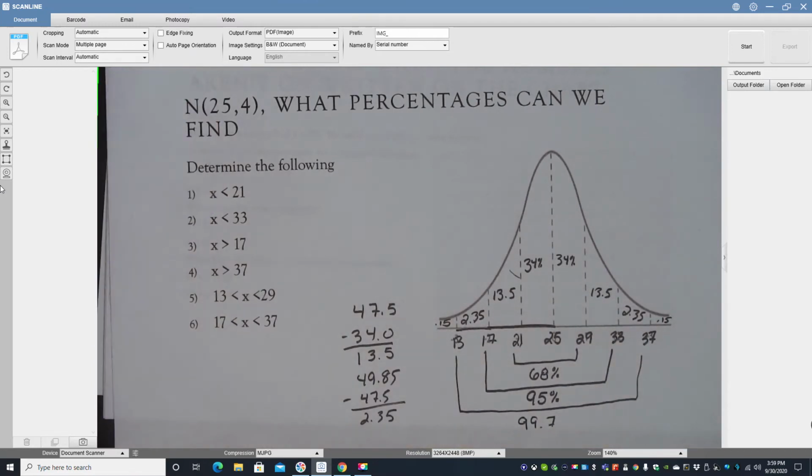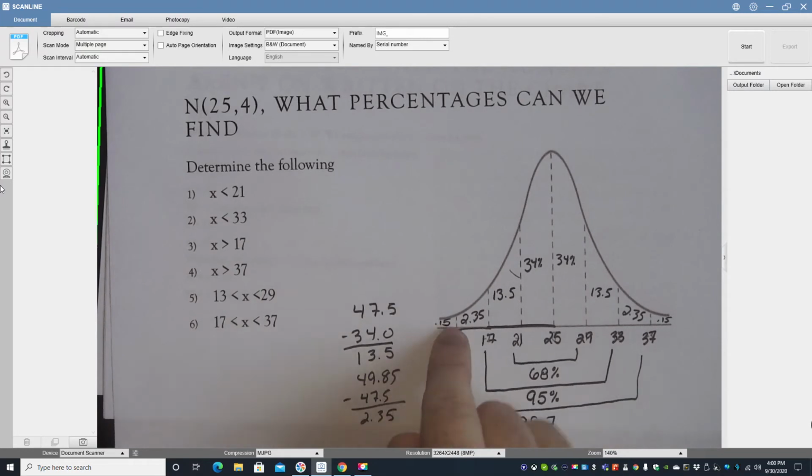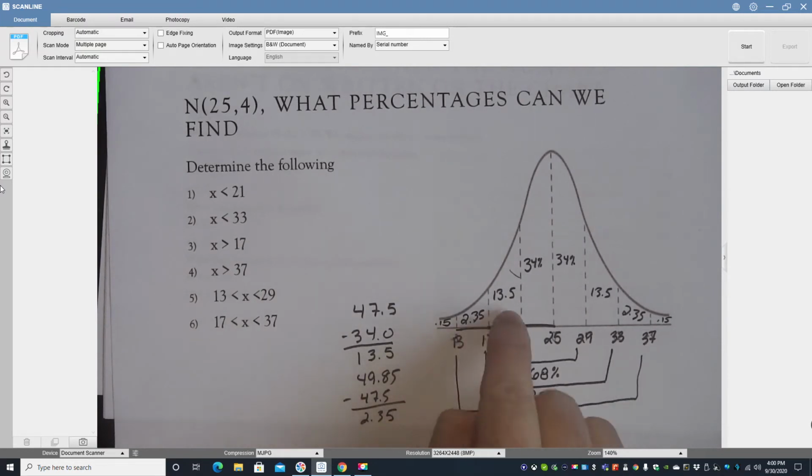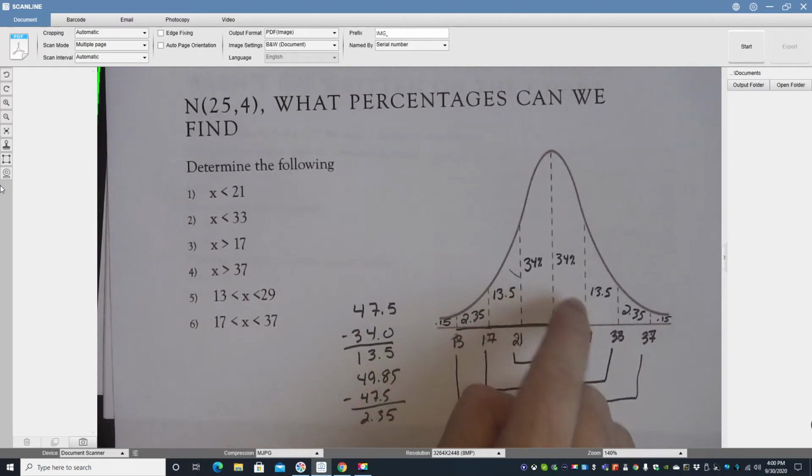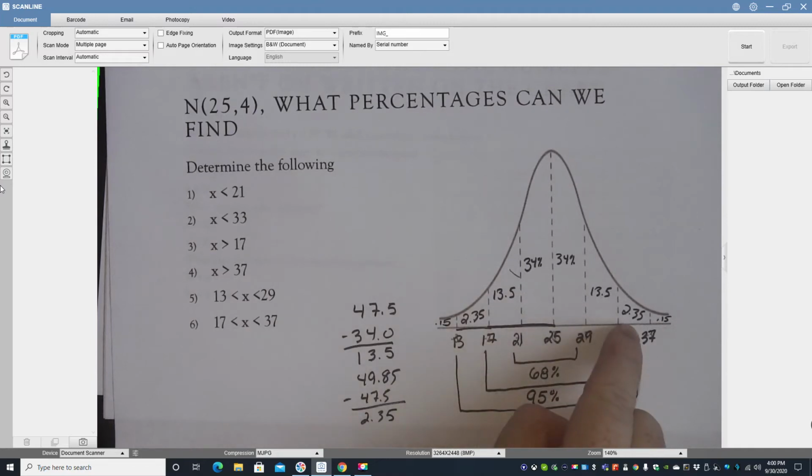Now, most people don't want to go through that whole process every single time. These percentages do not change. So if you can memorize that the pattern is 0.15, 2.35, 13.5, 34, 34, 13.5, 2.35, 0.15, you will be accurate and on the money. So what does it help?